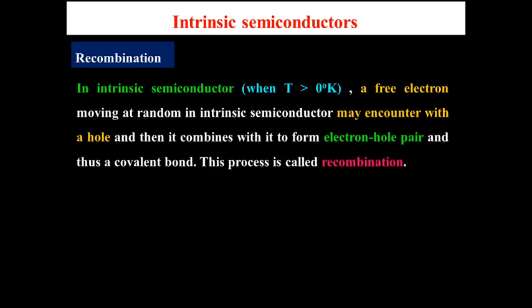And one more phenomenon takes place during the generation of the charge carriers, that is the recombination. It means that in an intrinsic semiconductor, when the temperature is greater than zero, a free electron moving randomly inside the semiconductor may encounter a hole, then combine again with the hole to form an electron-hole pair and thus the covalent bond. So this process is nothing but the recombination.